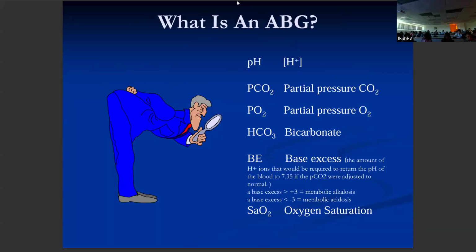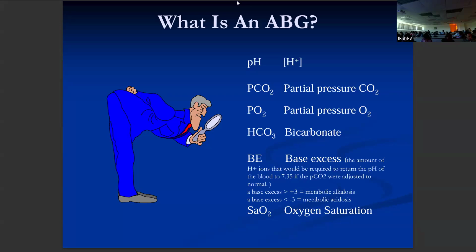So what we're looking for is the pH, the partial pressure CO2, the partial pressure oxygen, the bicarb. There's something called base excess that we're going to talk about. Now, base excess is a useful tool. It's primarily used for metabolic abnormalities. Write that down. Put a star next to it. Primarily used for metabolic abnormalities. Almost all, but you can never say all, right? Almost all. This will be abnormal in a metabolic abnormality.